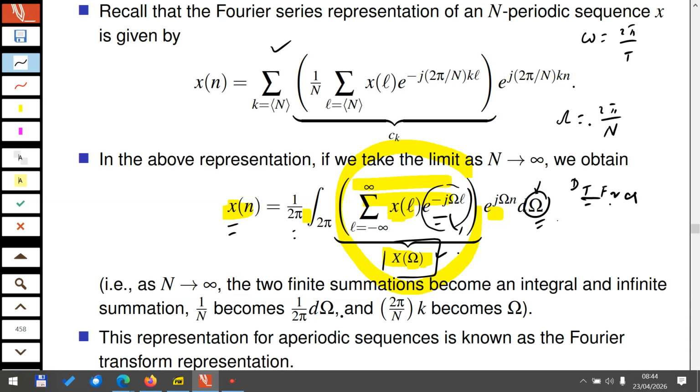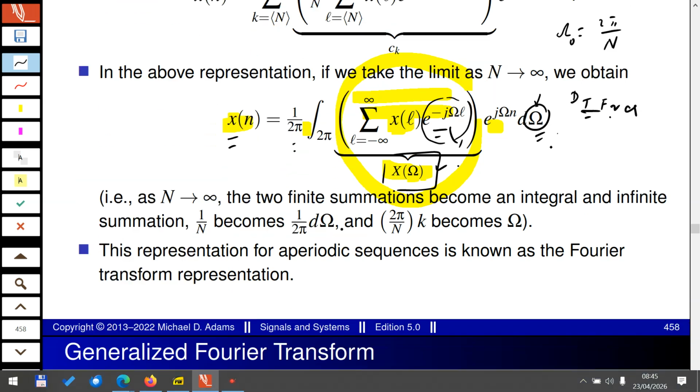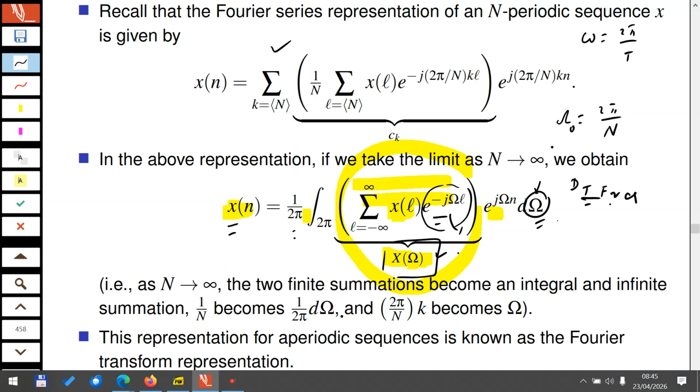And this 2 pi by n was actually not omega, it was omega naught, I think. Yes, it was omega naught, the fundamental one. So when you have a function which acts on real numbers, you have to integrate it.